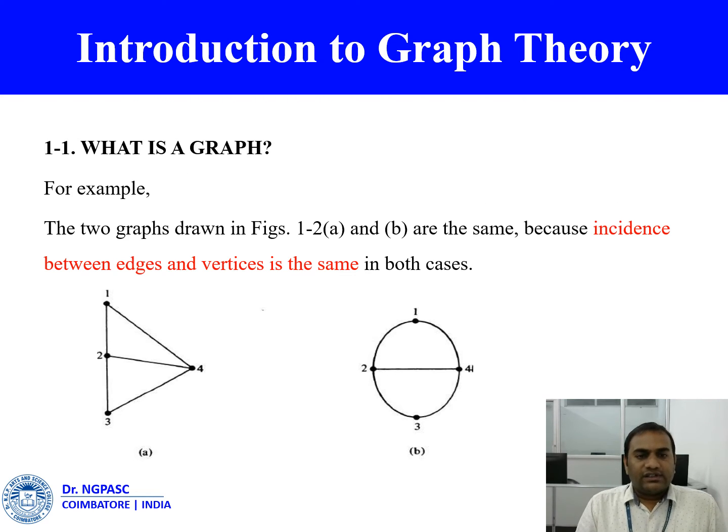Next, here there are 2 graphs A and B. Both have 4 vertices named 1, 2, 3, 4 and 5 edges. B also has 4 vertices 1, 2, 3, 4, but the diagrammatical representation is different, though both are the same graph.